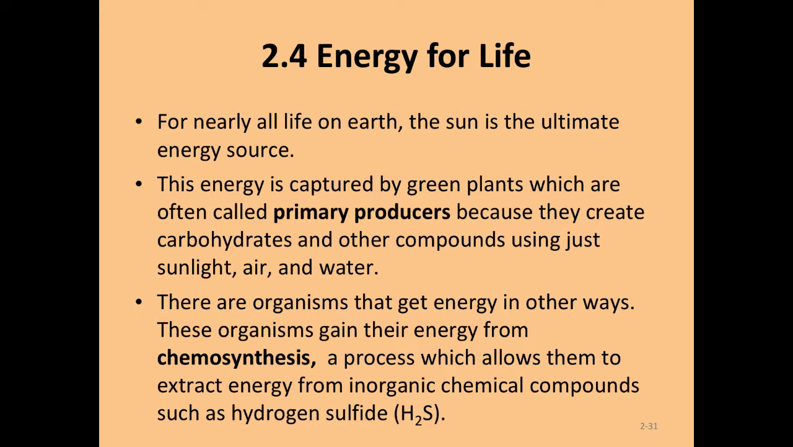So, I mentioned before, nearly all life on Earth comes from the sun. The sun releases photo energy, which is, of course, then captured by various organisms that are capable of photosynthetic conversion, which will allow them to convert that photo energy into usable chemical energy. We usually term these individuals primary producers because they create the majority of the necessary carbohydrates and other compounds that we need to survive.